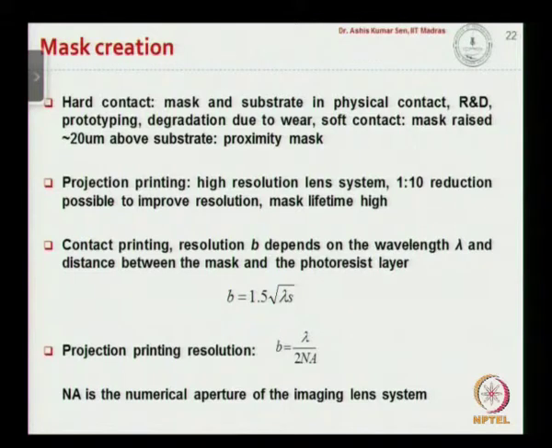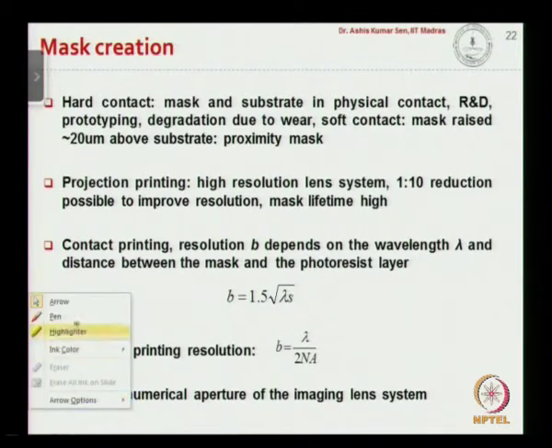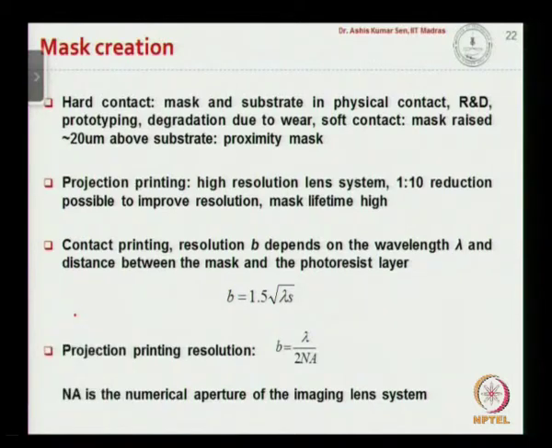Again the hard contact mask. So in hard contact the mask and the substrate are in physical contact. Okay. So we are putting the mask in physical contact with the substrate, and this is typically used in R&D or in academic environments where the variability of the mask is not a concern, because it is coming in contact with the photoresist. Over a period of time there would be scratches and wear developing on the surface of the mask.